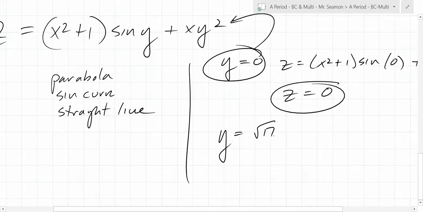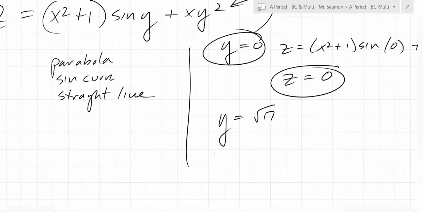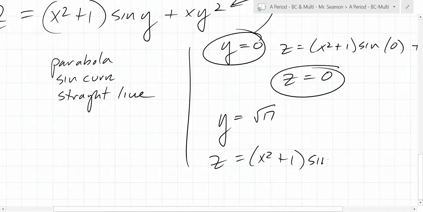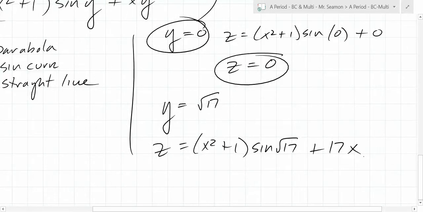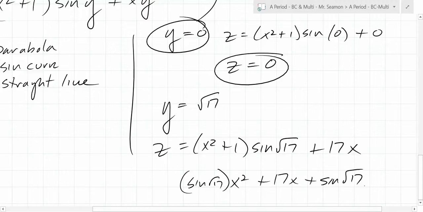Why not? What happens? You get z is equal to x squared plus 1 times sine of what? 17 plus 17x. Is that a parabola? It is. Can you write that in standard form? Yes. You're going to end up with sine of the square root of 17 times x squared plus 17x plus sine of the square root of 17. Is that a parabola? Yes.